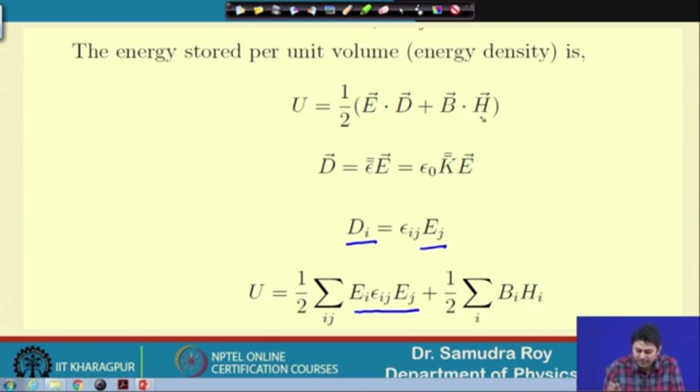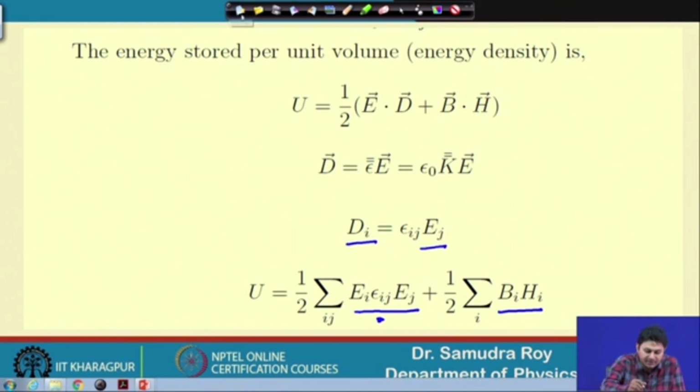In a similar way, B can be represented in terms of H, but I am not writing that, because I am not bothering about this term. This is a magnetic term due to the magnetic effect, but as I mentioned in my last class, we are using materials where the magnetic effect is not there. I am only interested in the electric property, the dielectric constant, which is important here.